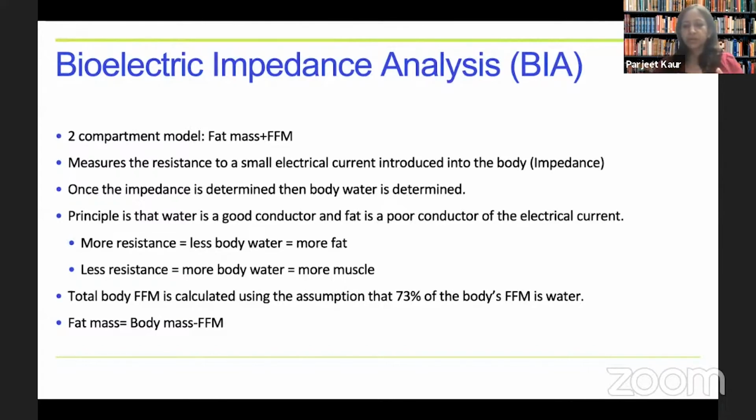That means if we can calculate the total body water, it is assuming that 73% of the body's fat-free mass is water. So here is the catch. If you're assuming this, and then based upon this, you're calculating the fat-free mass, the change in the hydration status will affect a lot the accuracy of the measurement. So once you calculate the fat-free mass, you just subtract this from the body mass to give the overall fat mass.